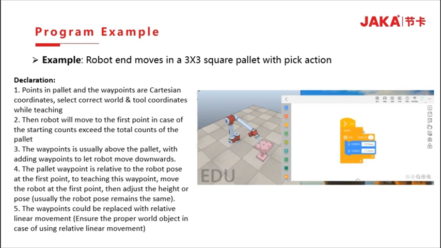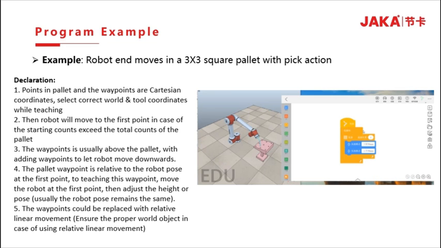Second, the robot will move to the first point in case the starting count exceeds the total count of the pallet. Third, the waypoint is usually above the pallet, with adding a waypoint to let the robot move downward.